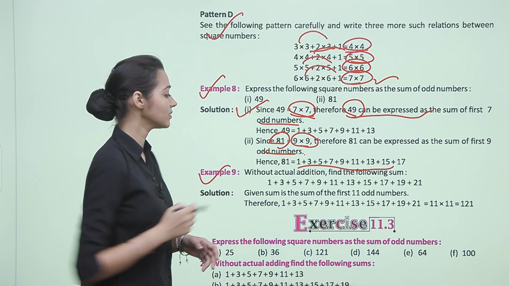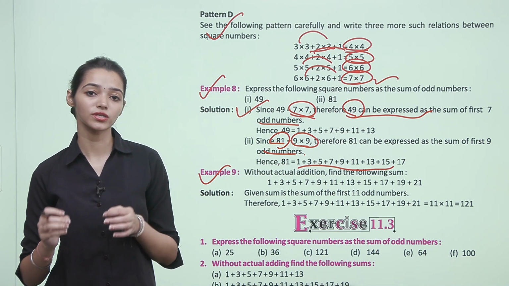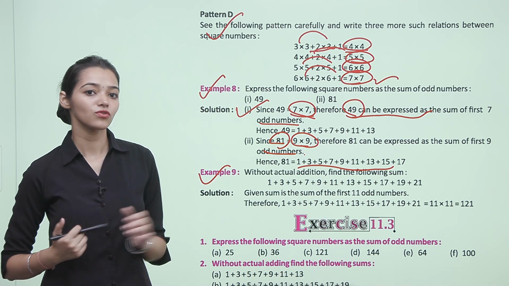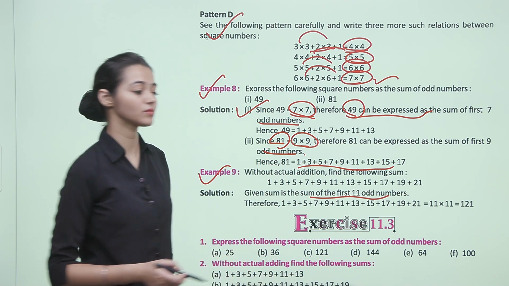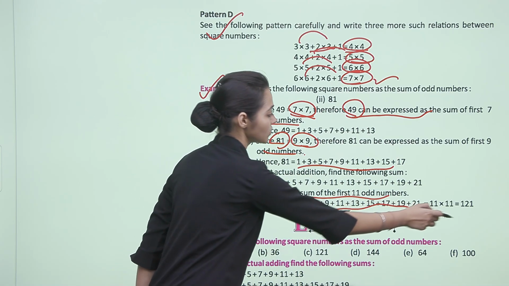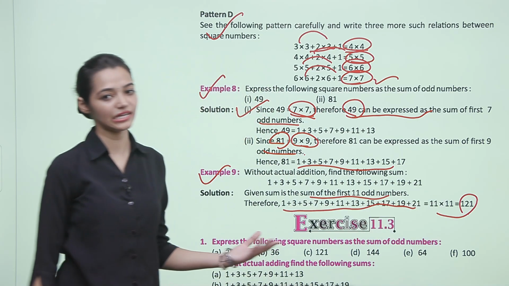Now let's look at example number 9. Without actual addition, find the following sum. We have to find the following sum, and the given sum is a sum of first 11 odd numbers, and first 11 odd numbers are these, and it is equal to 121, which is the square of 11.